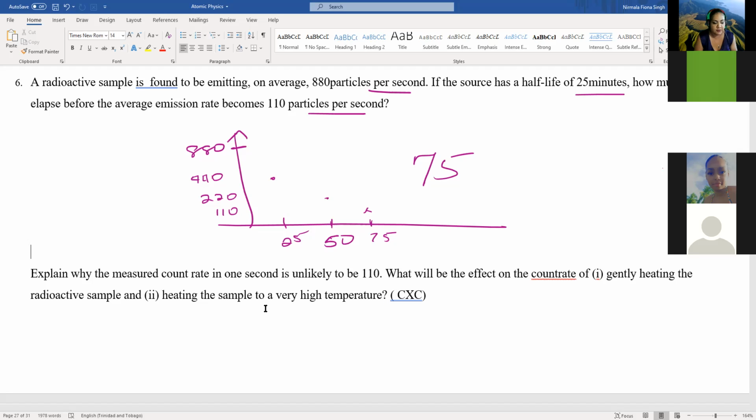What will be the effect on the count rate if we gently heated the radioactive source, or we heated it to a very high temperature? Does anything affect how a radioactive sample breaks down? Yes or no? Anything? Does anything affect it? Can we do anything that changes how radioactivity behaves?